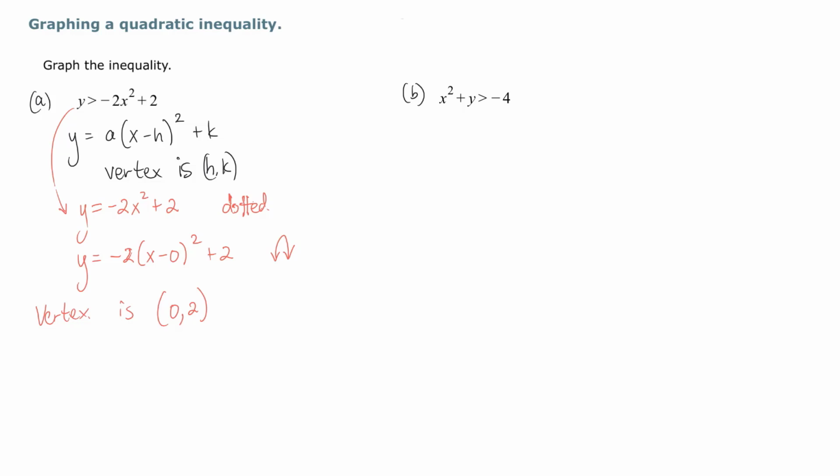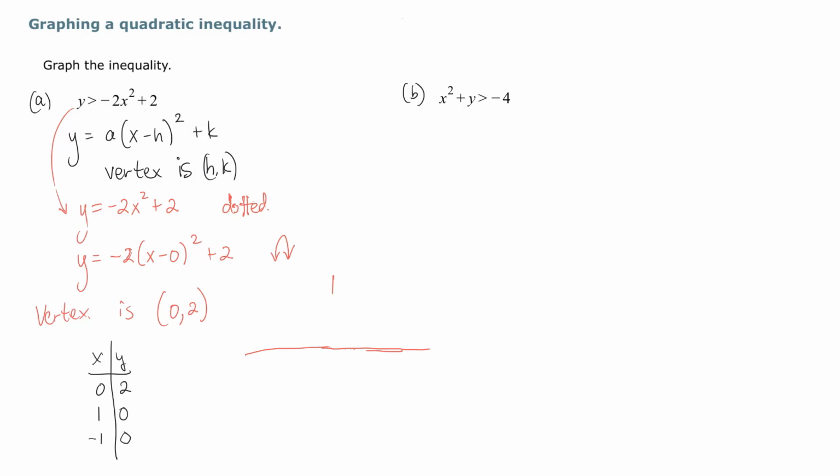Why don't we graph this parabola? Usually 3 ordered pairs is darn good. So we're going to have 0, 2. Why don't we pick 1? When x is 1, we get y to be 0. When x is negative 1, you can also see that y is going to be 0. Remember, this is going to be a dotted parabola.